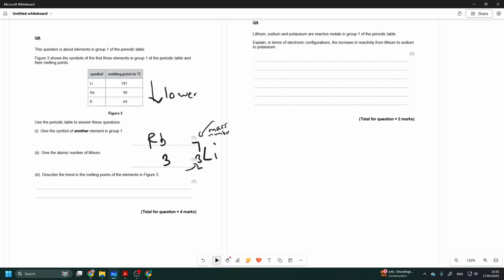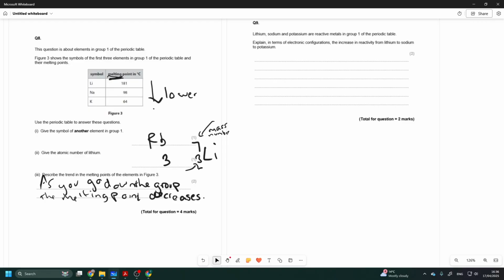Okay. Describe the trend in melting points of the elements in figure 3. Well, it's enough to say as you go down the group, like the arrow I've drawn there, the melting, get this right, not boiling, melting point decreases. If you say boiling point there, you will lose the mark, because it's not asking about the boiling point, it's asking about the melting point. It even tells you it's the melting point. Use the words they give you.